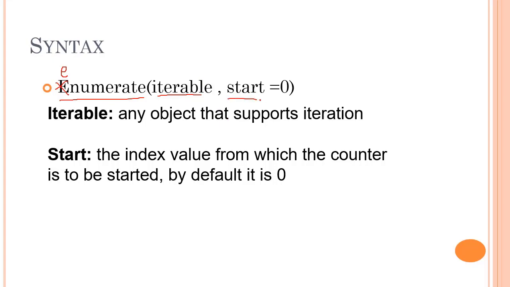And then you have to mention where to start. By default, it starts with 0. You can set it to 10, so it will start from 10, 11, 12, 13. It will move with +1 after each item. So this is the counter part, and this is an object.